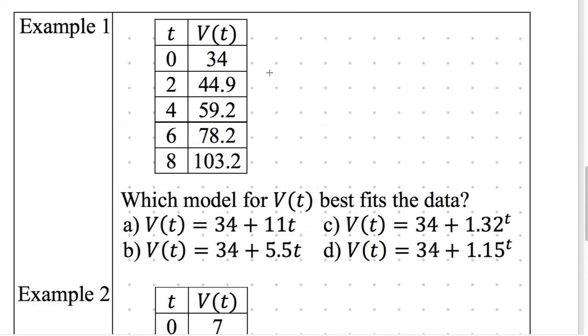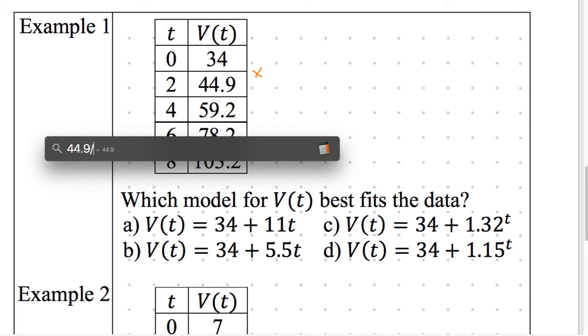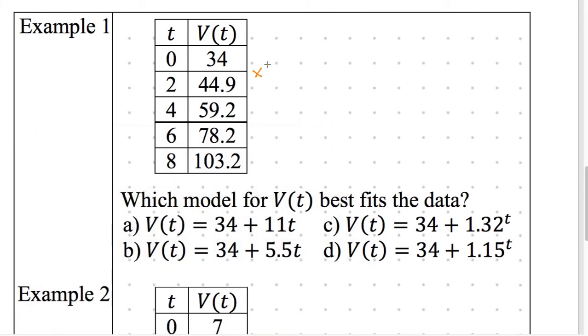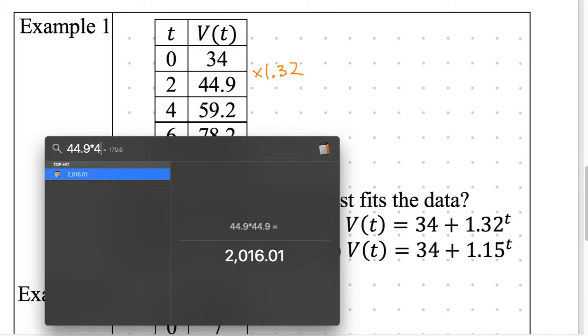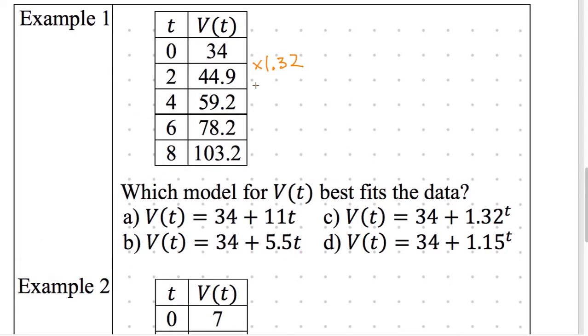Let's try multiplying by something. To multiply by something, I have to divide. So I'm going to do 44.9 divided by 34, and I get about 1.32. That means if I multiply 1.32 times 44.9, I should be able to get to 59.2. Let's see if that works. 44.9 times 1.32, sorry. And I do get about 59.2. So that does work, and it should work for all of them, and it does. So I do keep multiplying by 1.32 times 1.32 times 1.32.